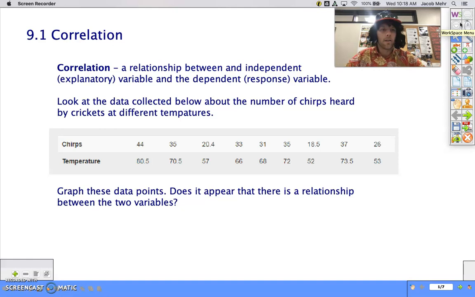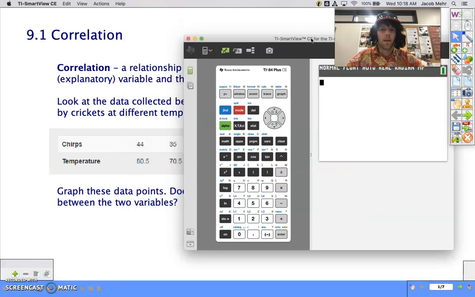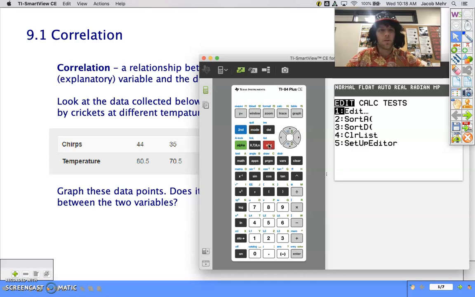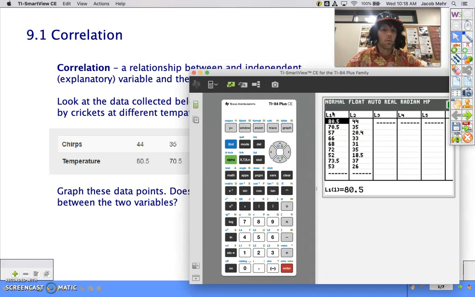So what I need to do is grab my calculator. Here it is. I'm going to go into stat, and I'm going to choose edit. I need to put my data into list 1 and list 2. List 1 will be my x's, my independent, my explanatory variable, and list 2 will be my y values, which would be my dependent variable or the response variable.